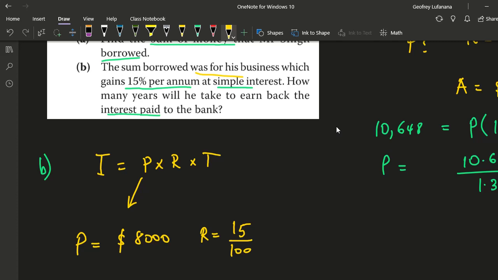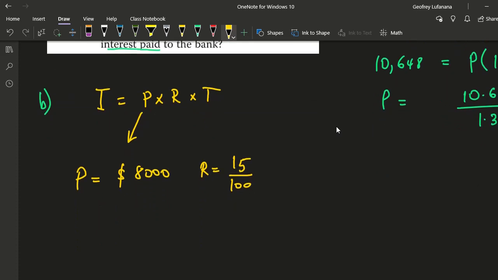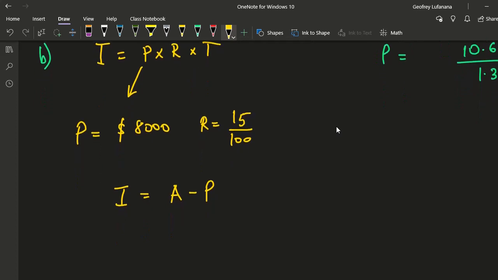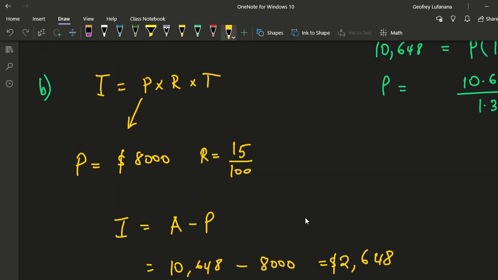How many years will it take him to earn back the interest? Now, the interest from our formula is going to be amount minus the principal. The amount that we had was 10,648 minus the principal, which we just calculated, 8,000, and that gives us $2,648.